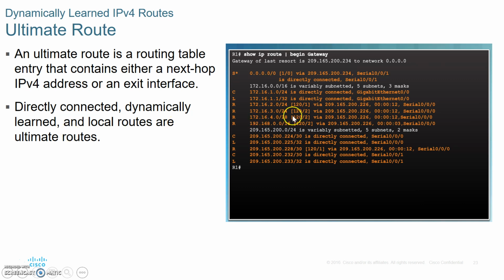Let's look at those that are not ultimate routes. If you notice, the two highlighted in white are not ultimate routes because they do not have any exit interface and they do not have a next hop IP. Because they do not have these, they are not ultimate routes.